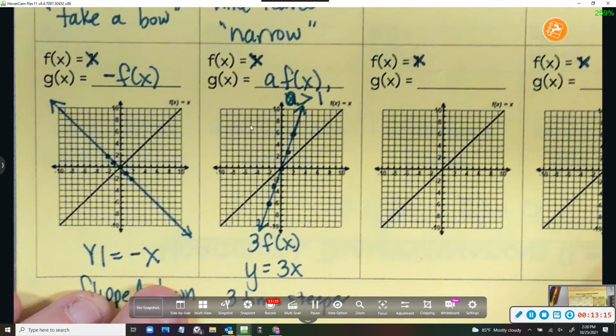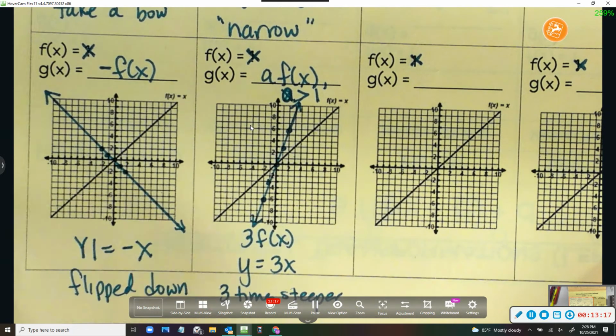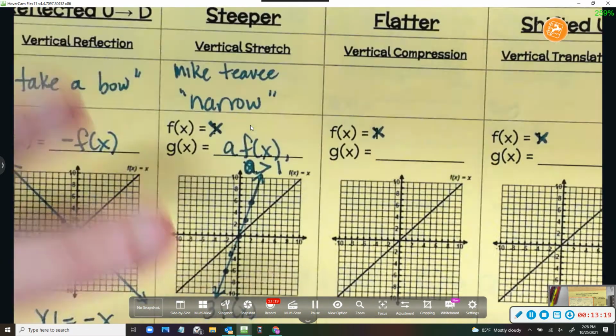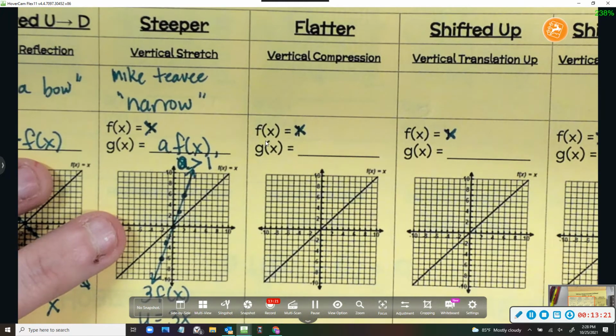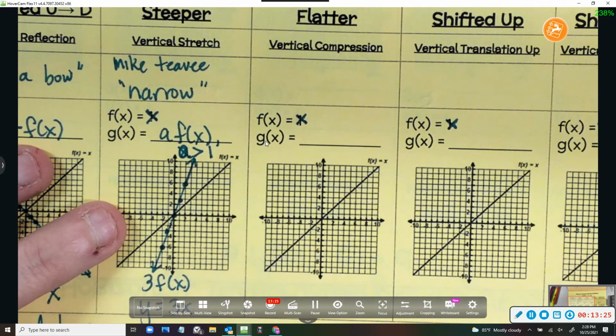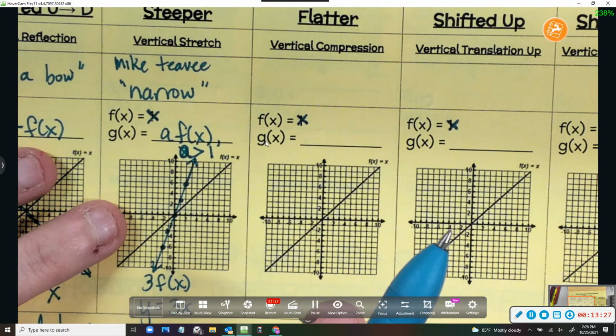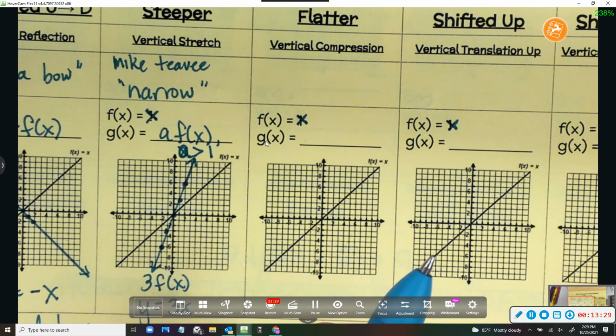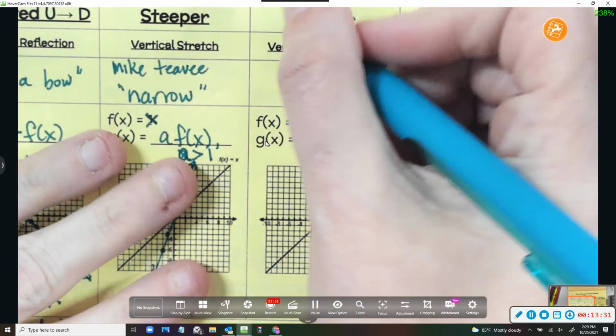What do we think? Do we hate it? It's okay. We're going to be all right. We're going to get through this together, you guys. Okay. Now, when we had a flatter graph before, our slope was was between 0 and 1 as it got flatter, right? It got closer to 0. Okay, same thing here. Now, here's how we're going to remember this.